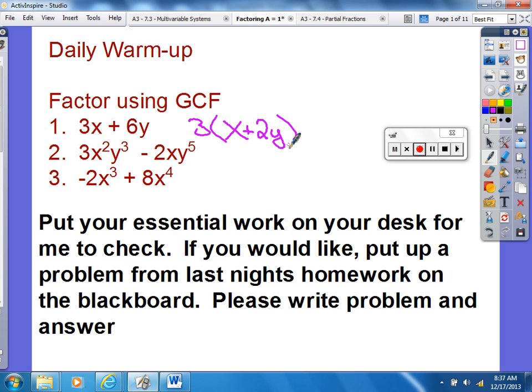So like number 2 is even trickier because we've now thrown in some exponents. So let's do that now. Is there a number in common between 3 and 2? Okay, there's no number, right? So now let's look at the first letter, X. Do I have an X in both? What is the smallest exponent on the X? Okay, so I'm going to write X to the first. Do I have a Y in both? What is the smallest exponent on the Y?